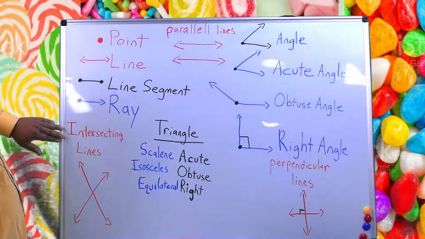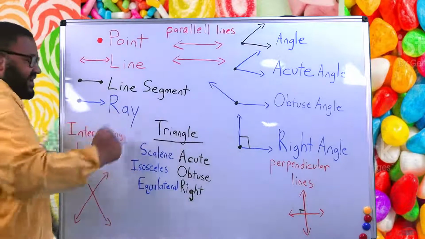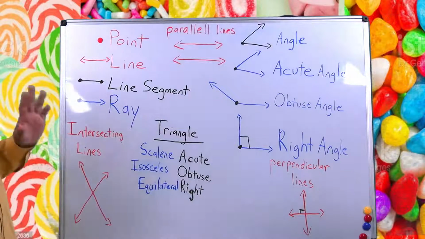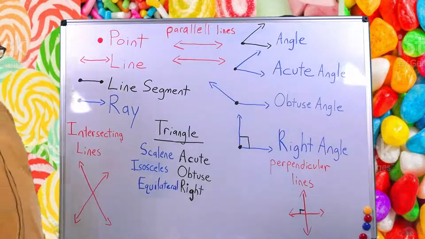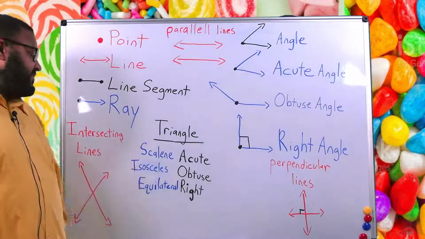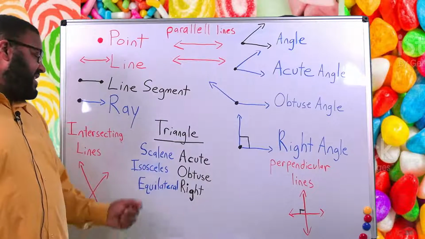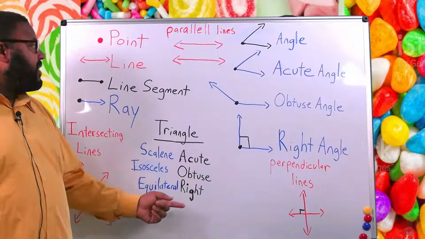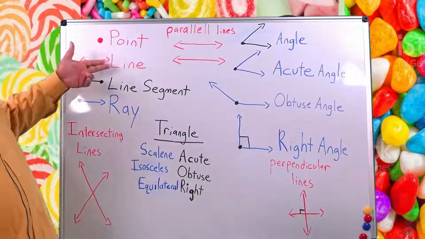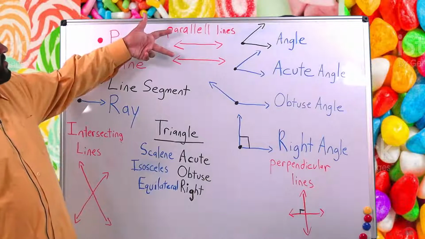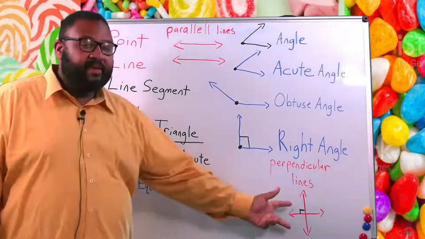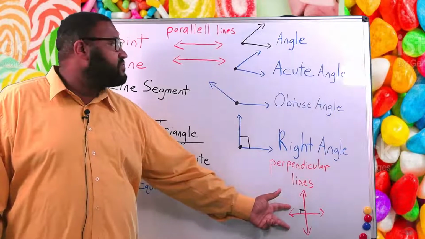Intersecting lines. A triangle can be classified in 6 different ways, and we're going to talk about that a little bit tonight too: scalene, isosceles, equilateral, acute, obtuse, and right. When we talk about lines, they can be parallel, they can be intersecting, or they can be perpendicular. We'll talk about that later on as well.